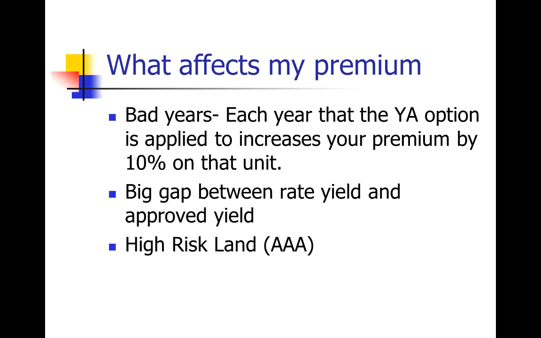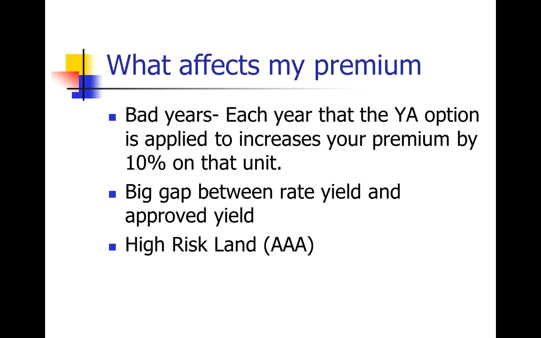What affects my premium? This is something that most people don't understand, as to why, when you look at our quote sheets, some of your units might have astronomically higher premiums than the rest of your farm. Part of it is if you had multiple bad years, let's say you'd seeded a lot of recrop just in one spot during the drought years and you kind of quit, so your yield's never been built back up. That would be one way that your premium would increase. A big gap between your rate yield and your approved yields, that's how that happens. It's the bad years that are plugged in there. And then high risk land.